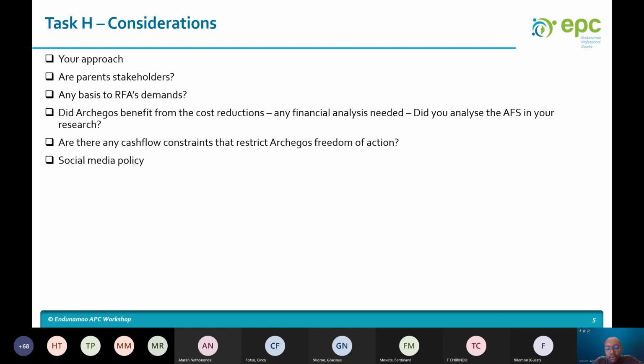Number one, did you do any financial analysis? Did you look at the revenue? Did you look at the employee cost? Did you look at the operating costs? Is it making sense versus what RFA is demanding or claiming, right? So in your pre-release, chances are you would have analyzed your financial statements, correct? Did you all do that? Or it was just one of those things that was missed?